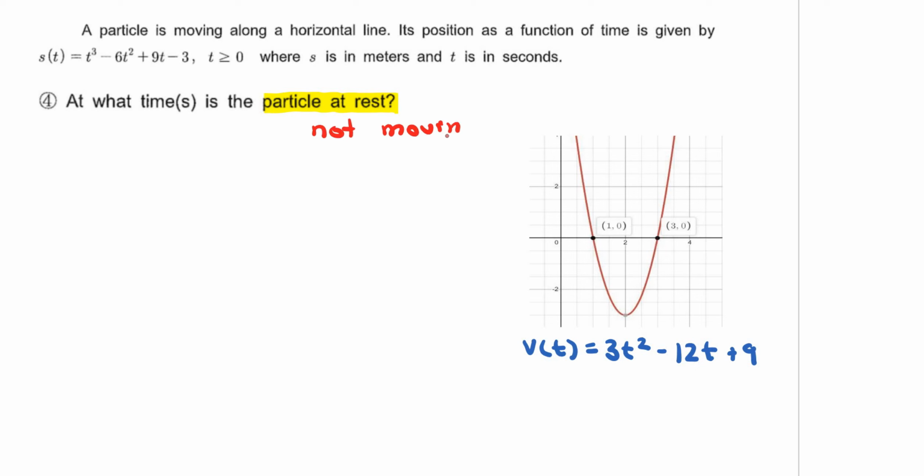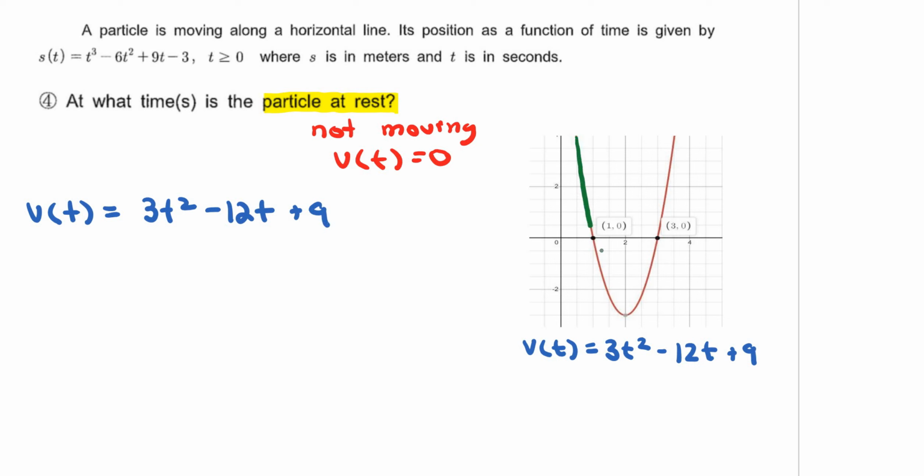And when you're not moving, when your velocity is equal to 0. Okay, so basically from my previous question from part three, I know v of t. I'm looking at my velocity, right? So I know that's going to be 3t squared minus 12t plus 9. So I'm looking at my velocity function here because I want to find out when this function is equal to 0.